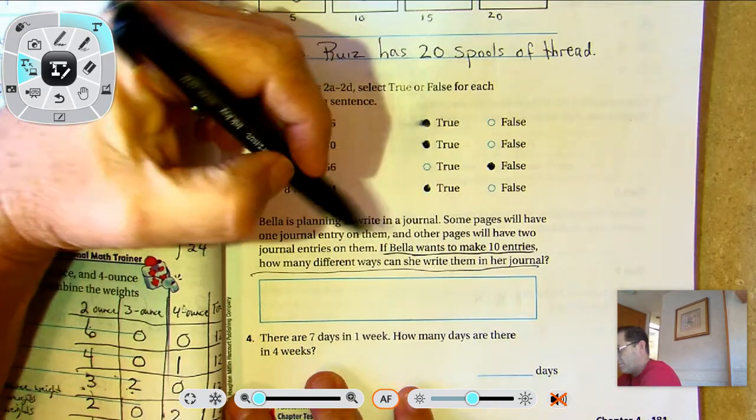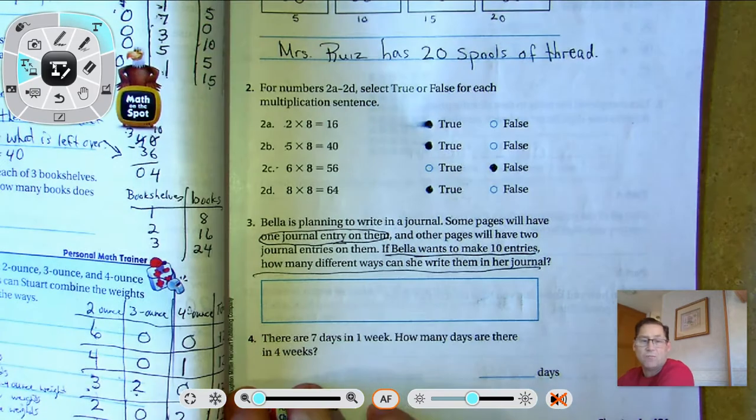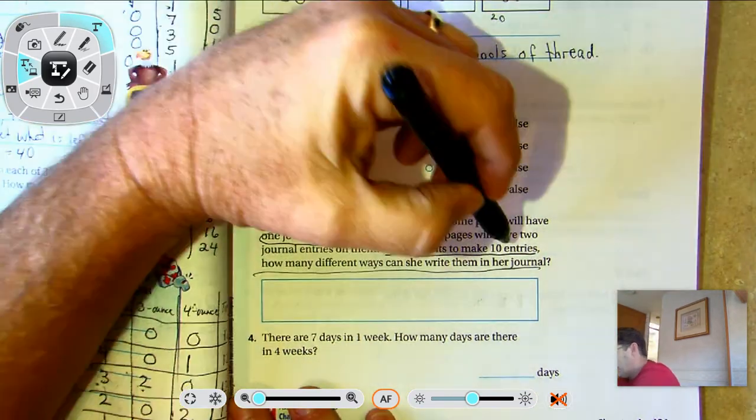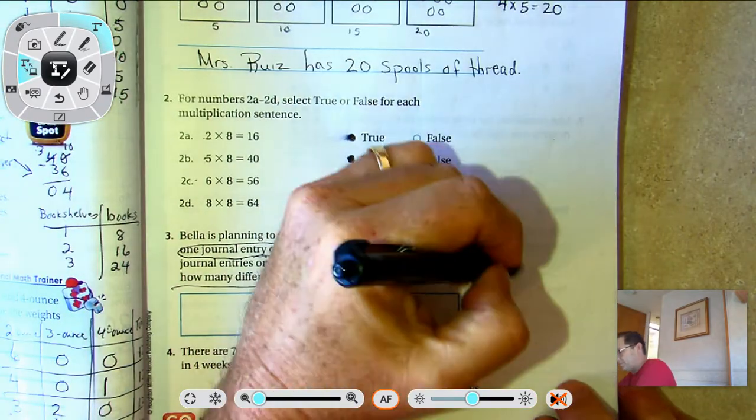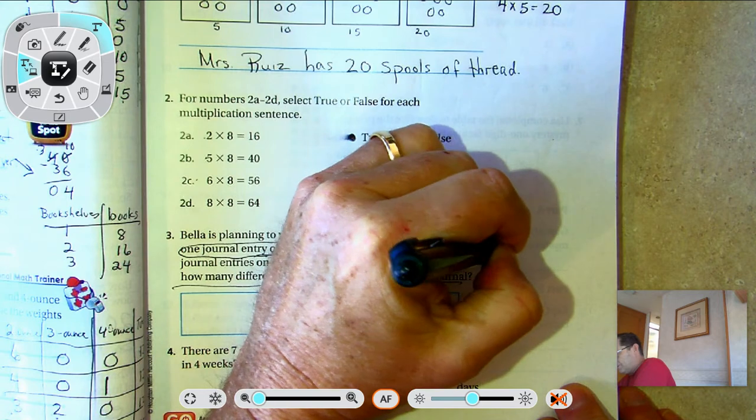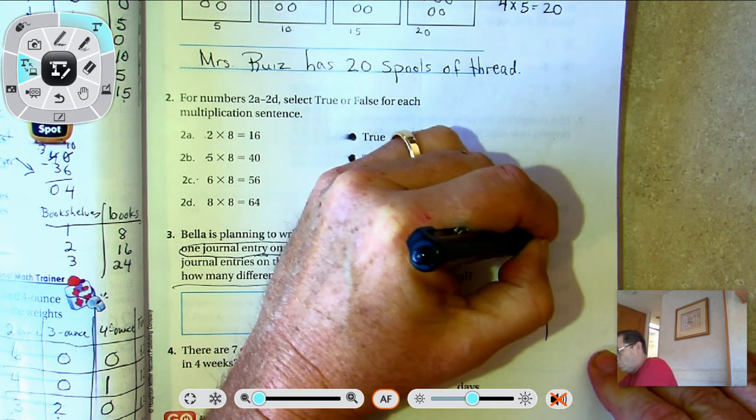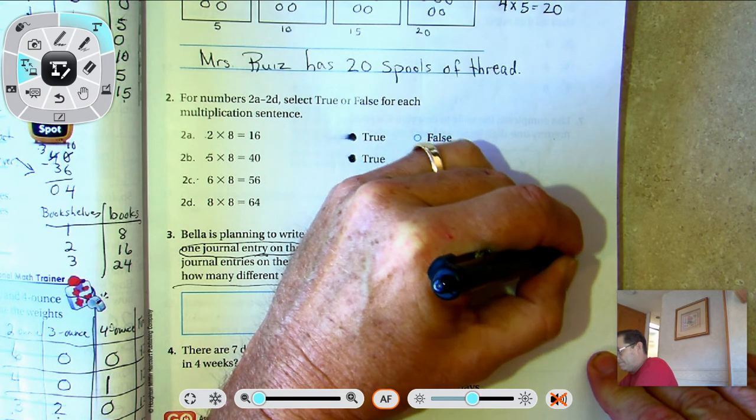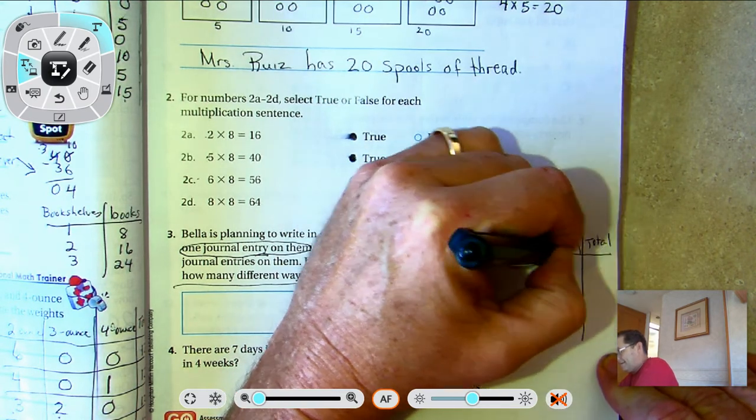Okay, so important information we have. We know some pages will have 1 journal entry. Others will have 2 journal entries. So let's make a table to represent this information. So we can write 2 entries, 1 entry, and it has to have a total of 10.